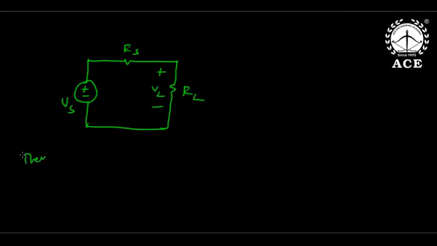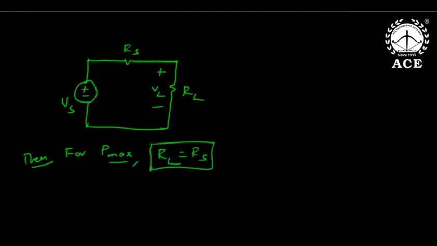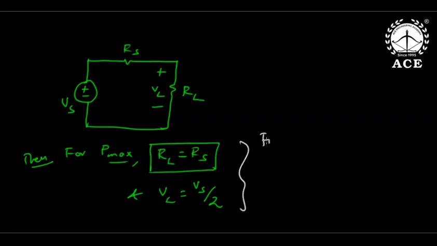Then I can say, first of all for Pmax, RL is RS, and then VL will be VS by 2, because under Pmax a 50% drop will occur across the load resistance. So finally, if you substitute back, IL is VL by RL, but VL is VS by 2 and RL is RS.